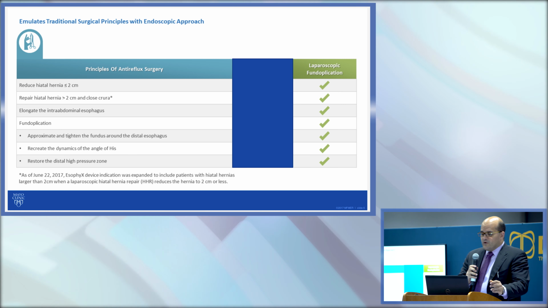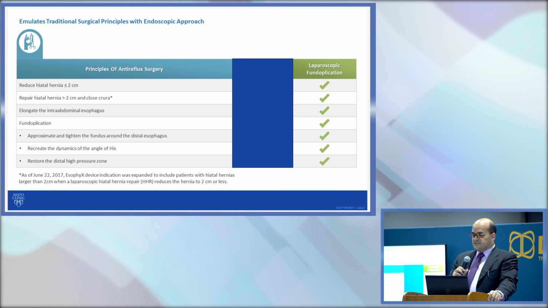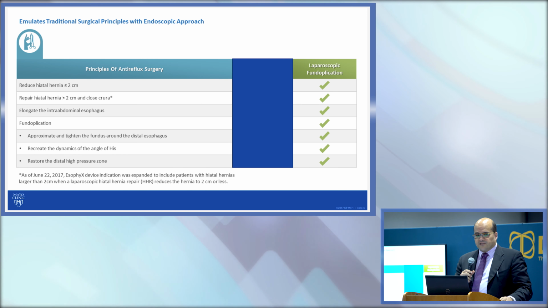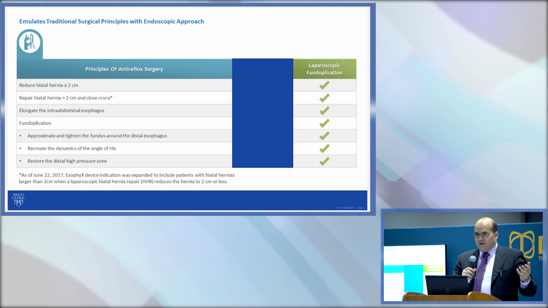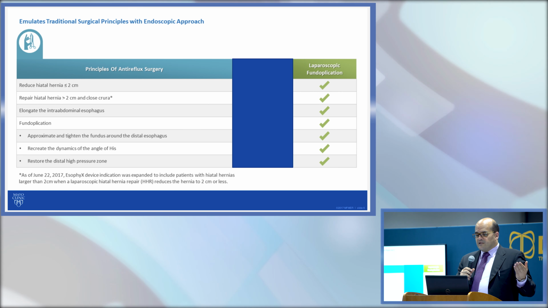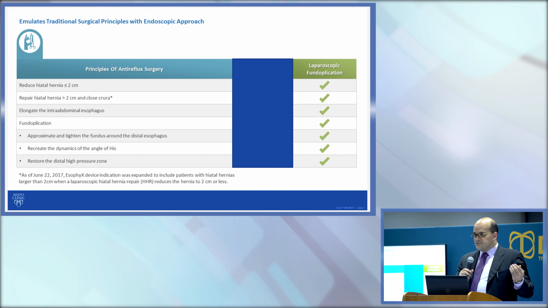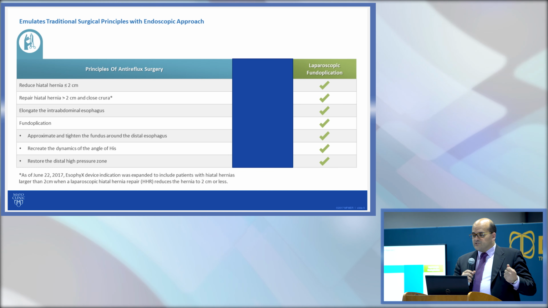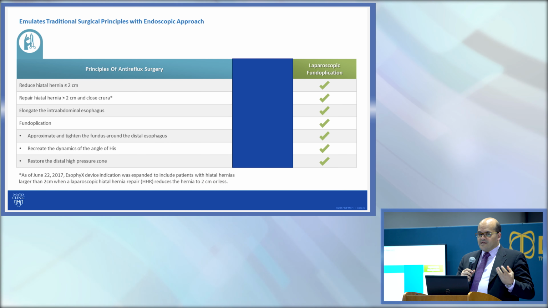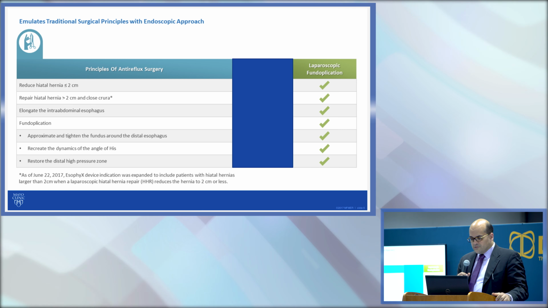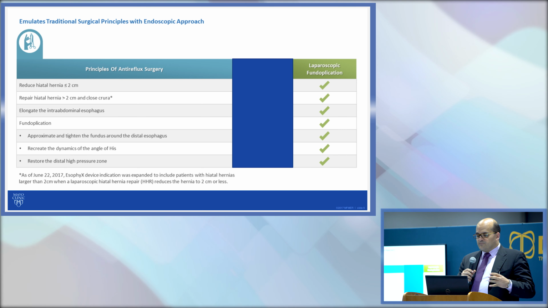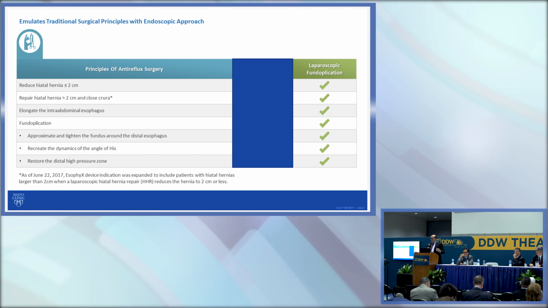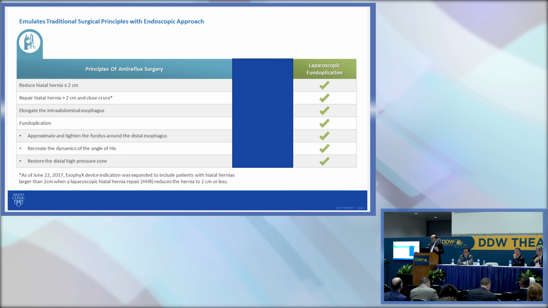So we all agree that we need to repair this valve function, and these are the principles of a successful fundoplication, whether done endoscopically or laparoscopically. One is, if you have a small hiatal hernia, you want to reduce or repair it, and the threshold here is 2 centimeters. You want to elongate the intra-abdominal esophagus in order to create this lip valve function and this high pressure zone. And you want to create a fundoplication that will tighten this intragastric portion of the esophagus and create a high pressure zone that is not conducive to reflux.